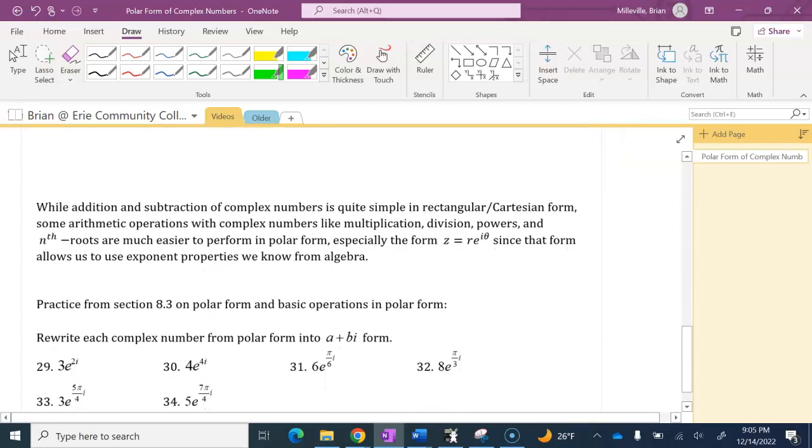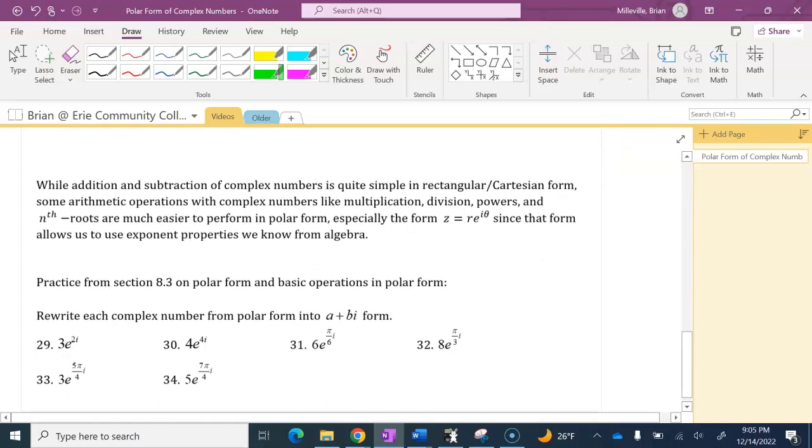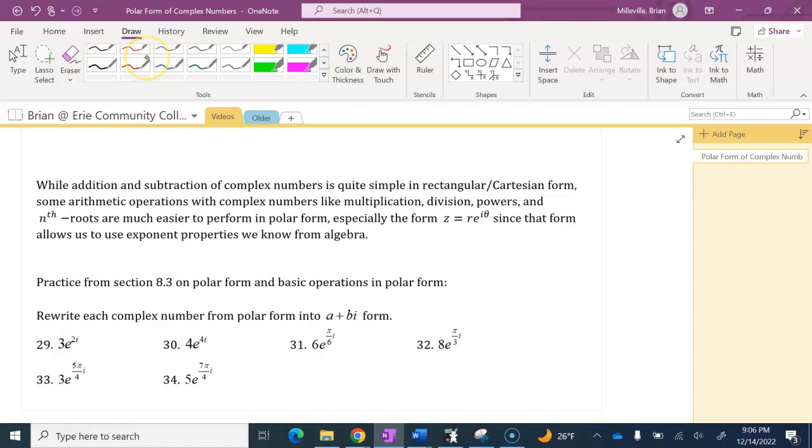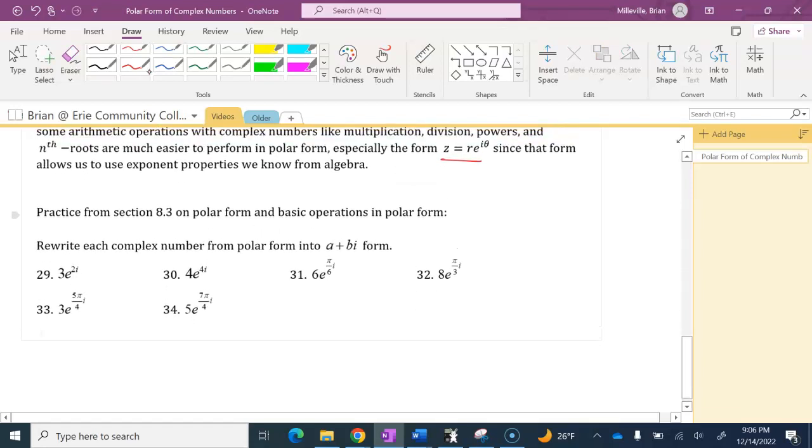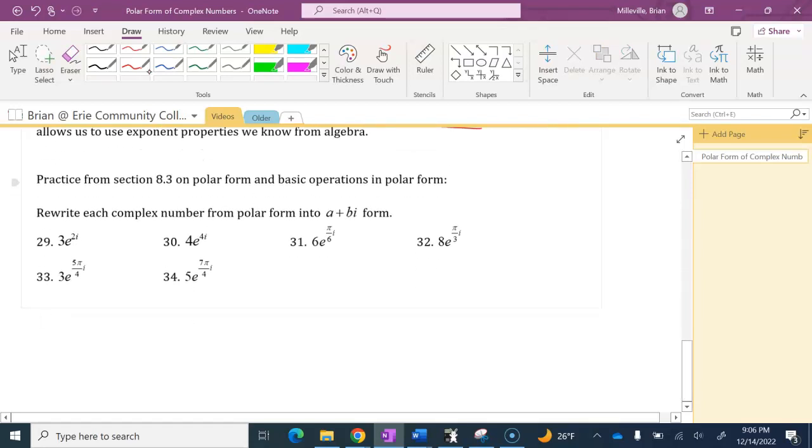A couple of comments here. Addition and subtraction of complex numbers is really simple in rectangular or Cartesian coordinates. Some of the arithmetic operations like multiplication, division, and powers are much harder in rectangular form. They're much simpler in polar form, especially when we write the complex number in the format r e to the i theta. So let's get a little practice with that format before we get to some of those powers. I'm just going to rewrite a couple of these, and then we'll convert the other way.